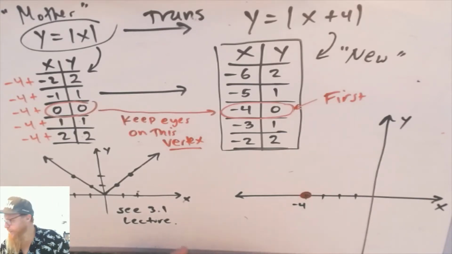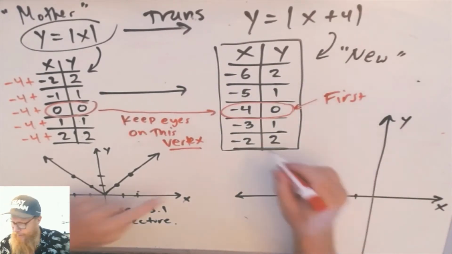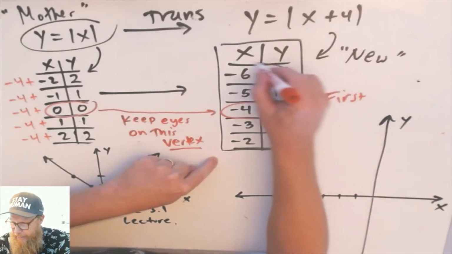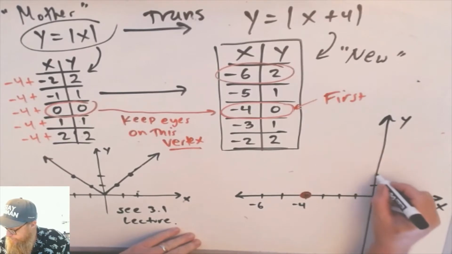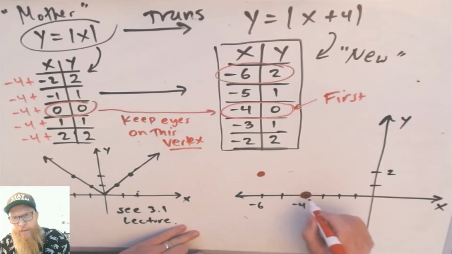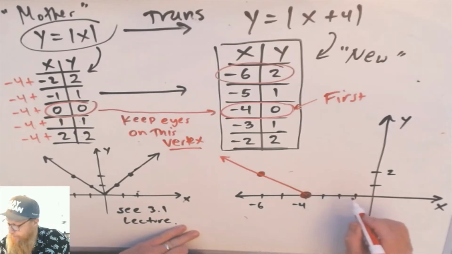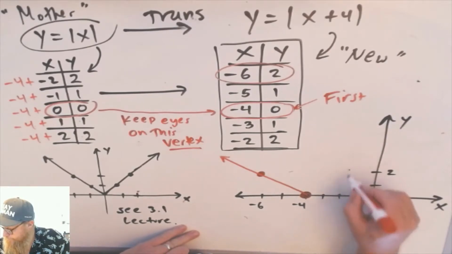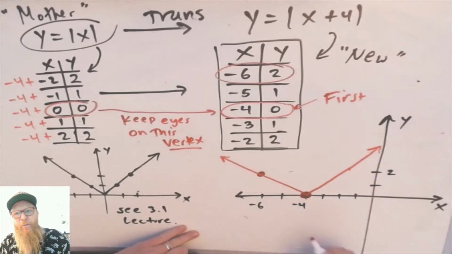Okay. And then what you do after that, it's up to you. I'm going to do all of them, but you can just pick another point. For example, you could do -6 and 2 or something. So on your homework, you're basically done. This is what it would look like on the homework.